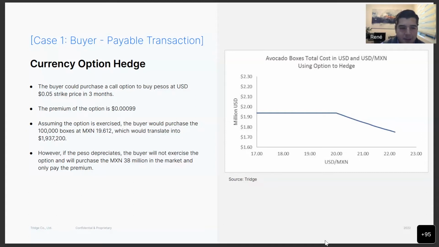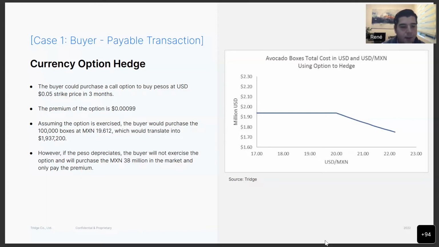Okay. Now options can be more difficult to access for small businesses, but hopefully, as in the case of forwards, the access continues to grow. I mean, there's a lot of innovation in this area, so hopefully it continues to grow. Let's return to the case. Let's look at our buyer again.